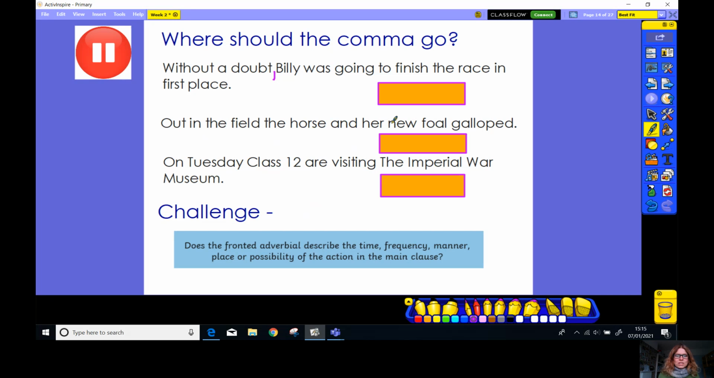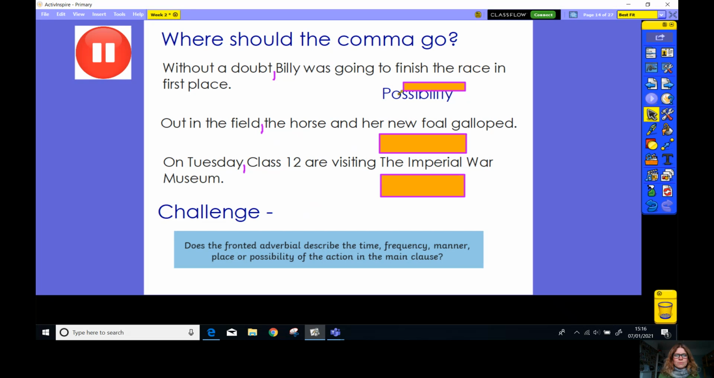Out in the field, the horse and her new foal galloped. Out in the field is our fronted adverbial, so our comma goes there. On Tuesday, class 12 are visiting the Imperial War Museum. Well, on Tuesday is our fronted adverbial, and so our comma goes there. Okay, now the first one, this first fronted adverbial, without a doubt.